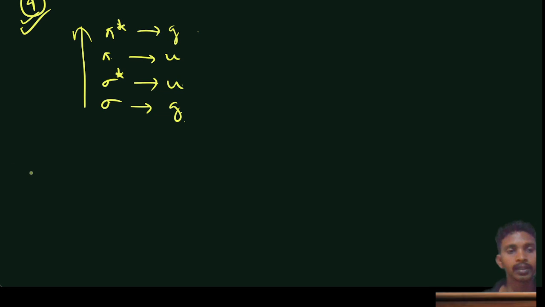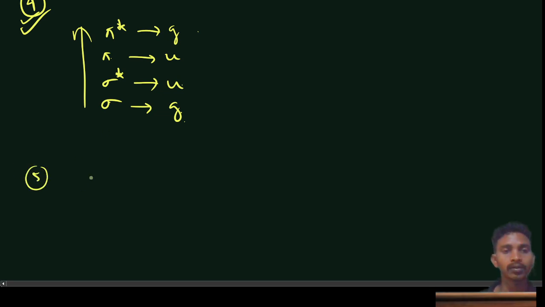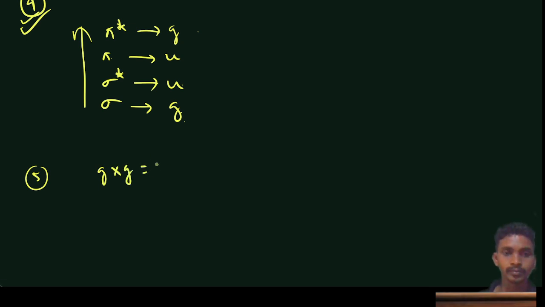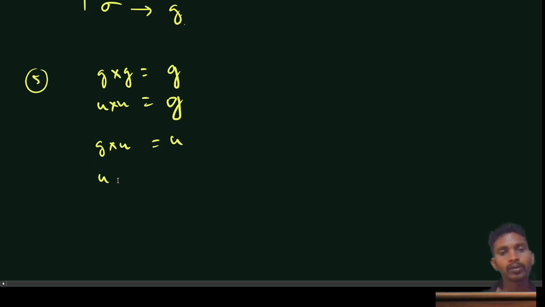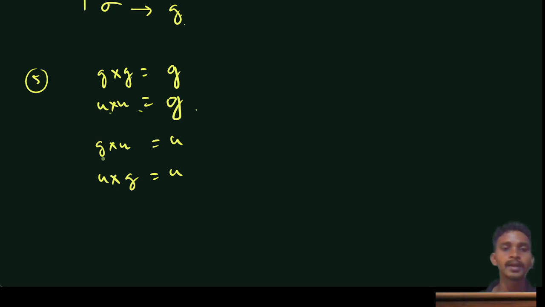And another thing we remember is that whenever electrons are g into g, it is always g, and u into u is always g, and g into u is always u, and u into g is always u. So whenever the same, g g, then g; u u, then g; and g u, then u; then u g, that is u.